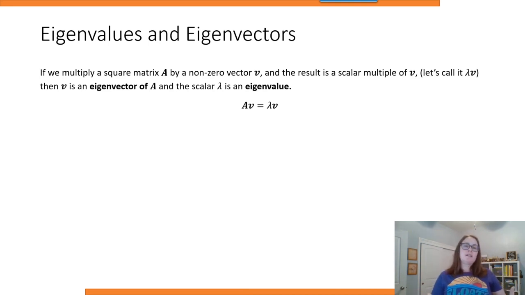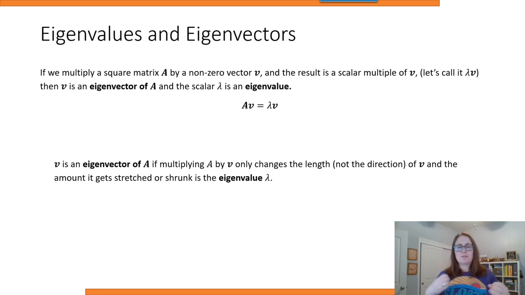And we're looking at what happens when I take a square matrix, we'll call it A, and multiply it by some non-zero vector V. If I multiply these two together, and the result is just a scalar multiple of the original vector V, then we say that V is an eigenvector of A. And that scalar multiple, we're going to call it lambda, is the eigenvalue, or an eigenvalue.